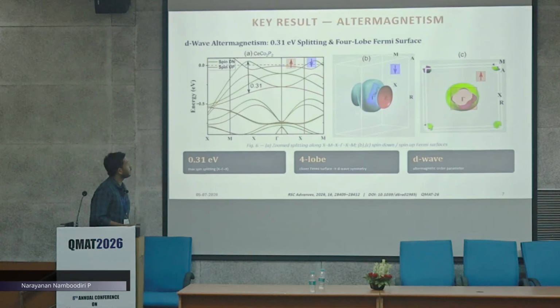Now coming to the main part of the talk, the altermagnetic behavior. We have plotted the band structure along different k paths, and we have observed the momentum-dependent spin splitting for the up and down spin with a value of 0.31 electron volt, and the Fermi surface shows a 4-lobe structure which confirms the d-wave altermagnetic ordering for the CeCo2P2 structure.